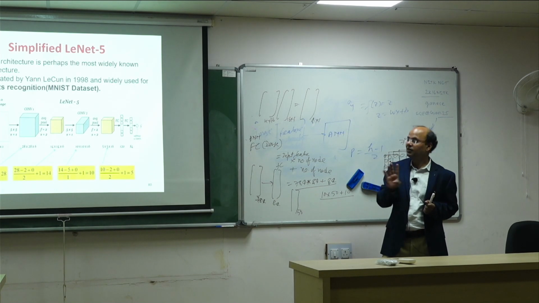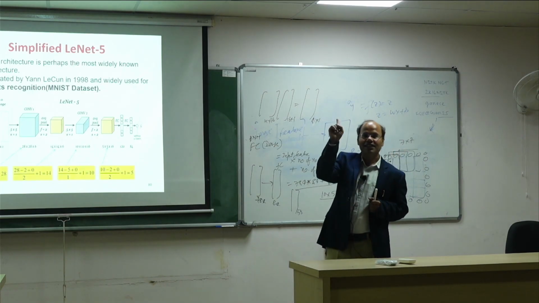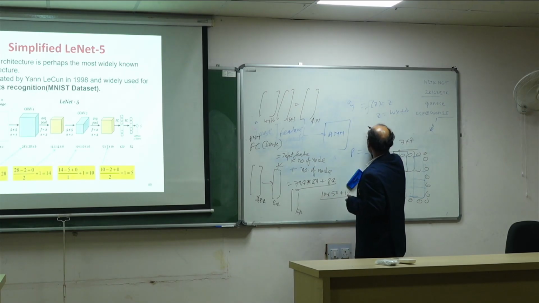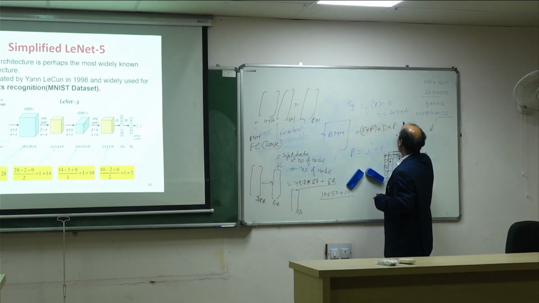This is about the ANN, calculating the parameters with pen and paper. If we have a CNN layer, a convolution layer, the number of parameters will be F into F into depth into the number of filters, plus the number of filters.